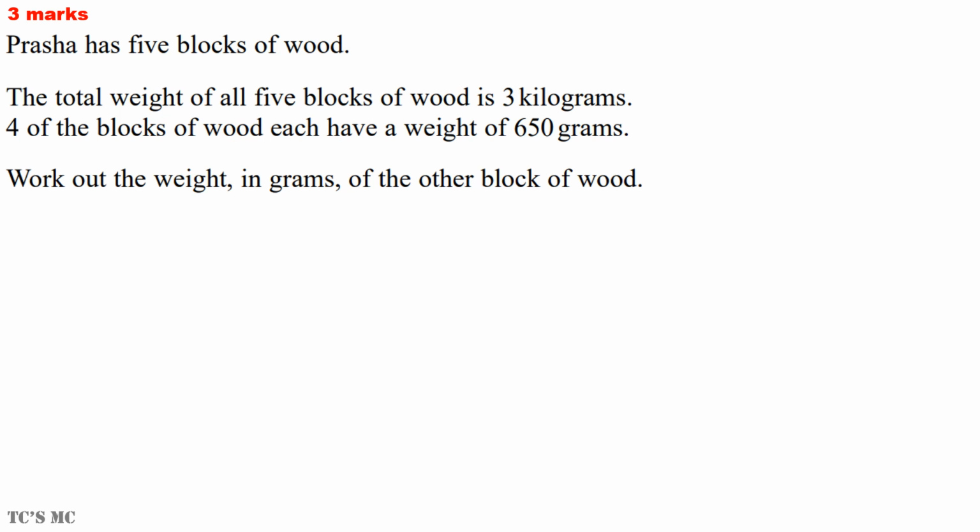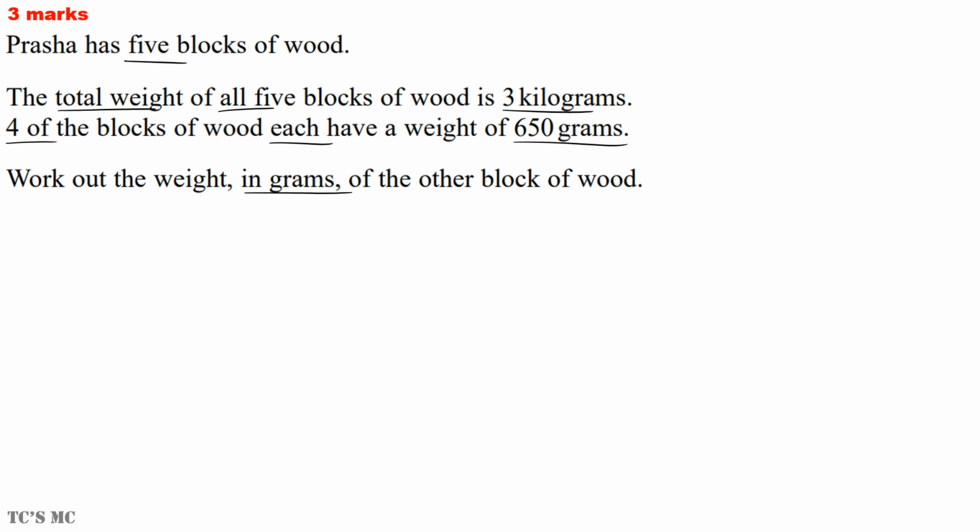Prussia has 5 blocks of wood. The total weight of all 5 blocks of wood is 3 kilograms. 4 of the blocks of wood each have a weight of 650 grams. Work out the weight in grams of the other block of wood.